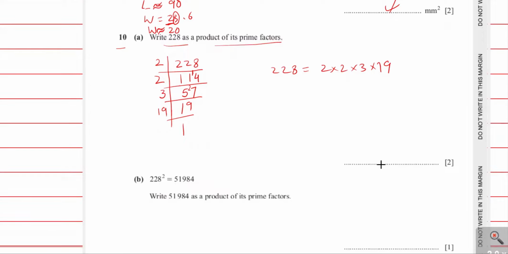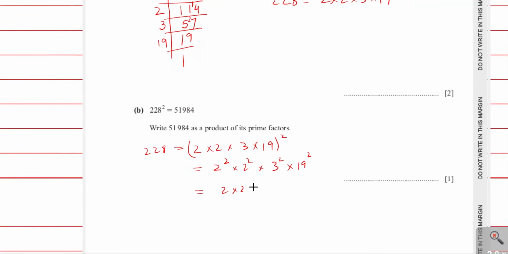Next, 228 square equals 51984. Write as a product of prime factors. Therefore, we can write 228 in prime factors as 2 into 2 into 3 into 19. And we will take the square, and this value becomes 2 square into 2 square into 3 square into 19 square. Therefore, we can write this as 2 into 2 into 2 into 2 into 3 into 3 into 19 into 19. And this is the answer.